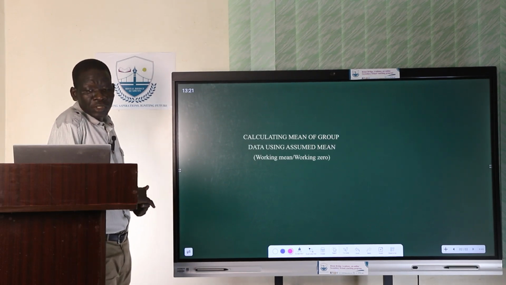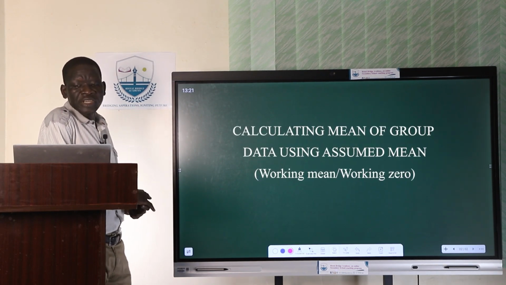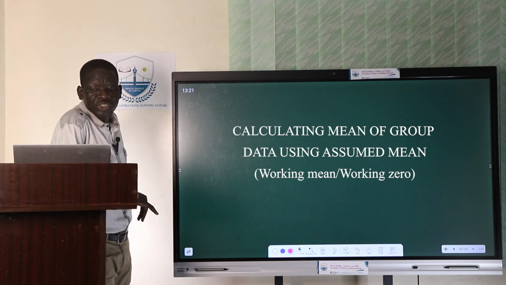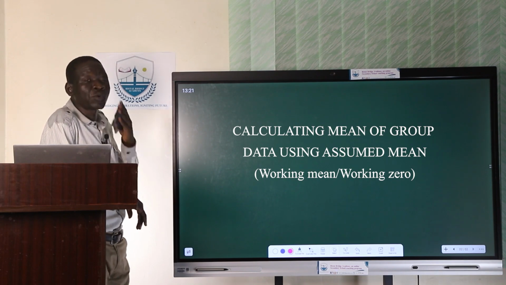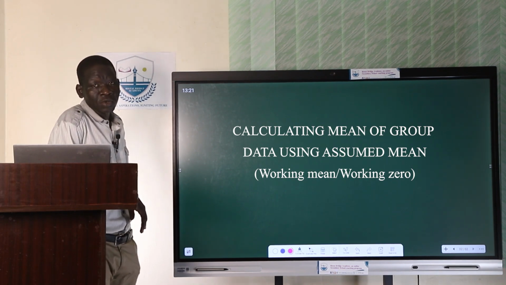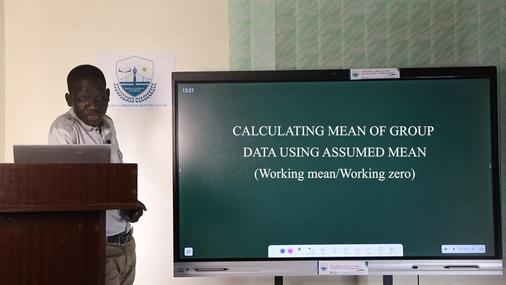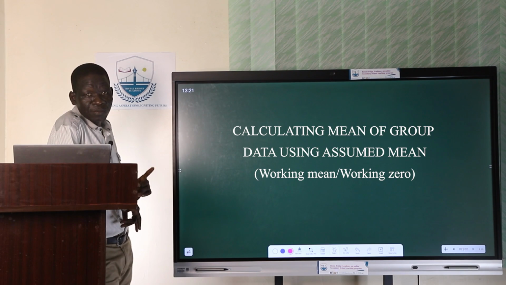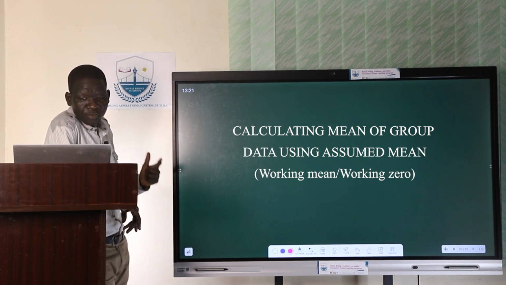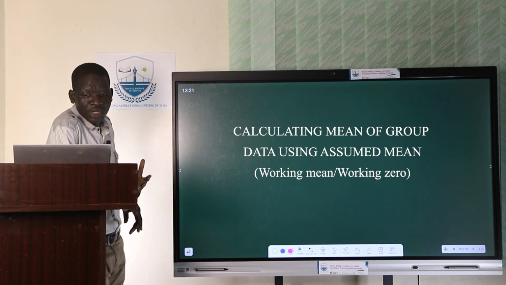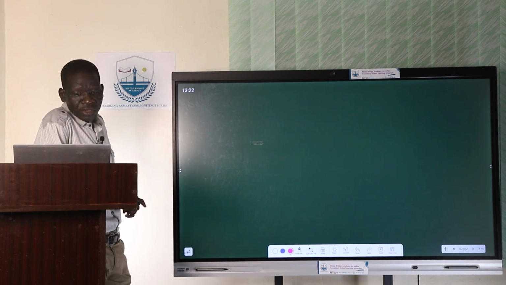Today we are now going to look at the calculation of the mean using the assumed mean method, or sometimes we call it the working mean method, or the arithmetic mean method. All of those terms describe one thing: the assumed mean, the working mean, the arithmetic mean. So we can calculate the mean by using the assumed mean method.